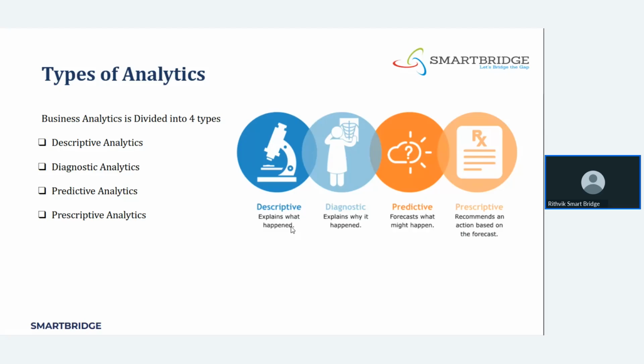Okay, let's take an example here. Let's take a student data, a particular class, a particular section. Let's take 10th class data. It explains what happened.